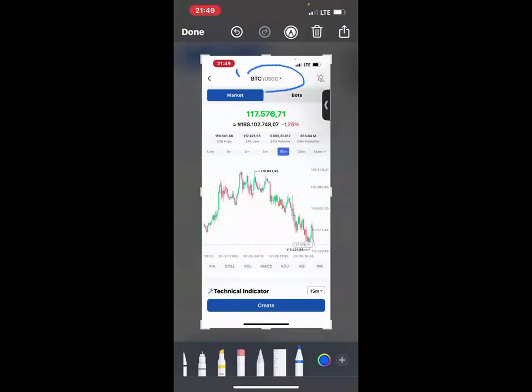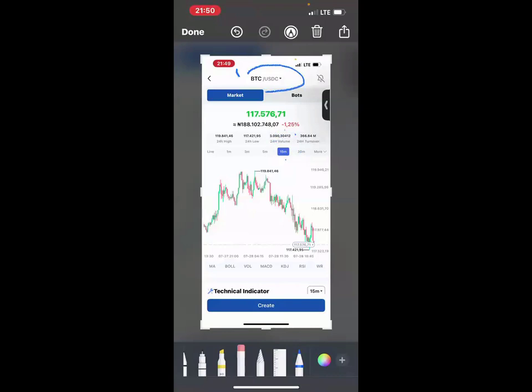So we have BTC, which is pairing with USDC. USDT is still the same thing. And we are on a 15 minutes time frame, and it's yellow, blue, sorry. And I'm using my marker to mark it out.